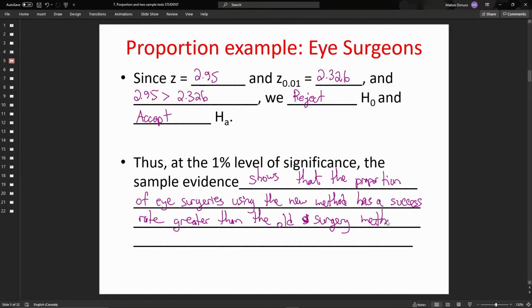Be very careful how you phrase this, right? So we can't actually say, as usual, that it is 0.39. All we can say is that at the 1% level of significance, the new surgery does indeed have a higher success rate than the old surgery. So very subtle, but important.